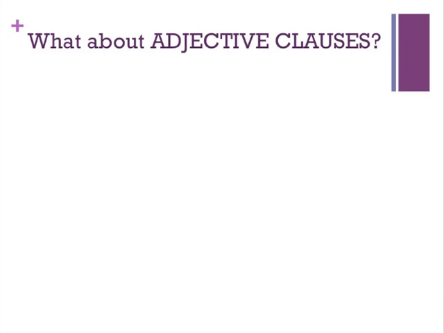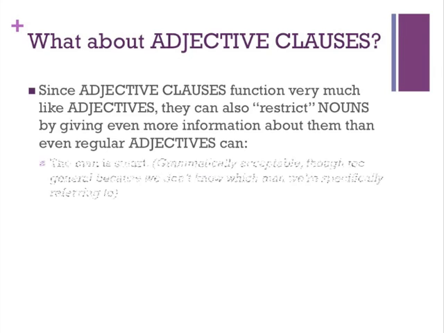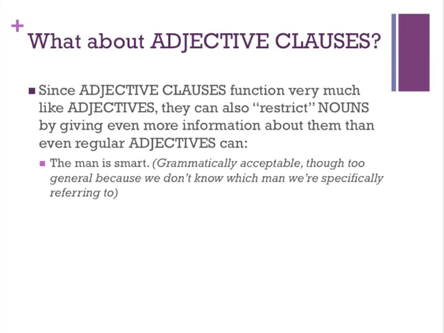Now, let's extend the idea to adjective clauses. Since adjective clauses function very much like adjectives, they can also restrict nouns by giving even more information about them than even regular adjectives can. I mean, think about it. If I said in a general sentence, the man is smart, this is perhaps a grammatically acceptable sentence, but it's fairly general. And really, we would have to understand the context here because, first off, we don't know who we're talking about, which man.